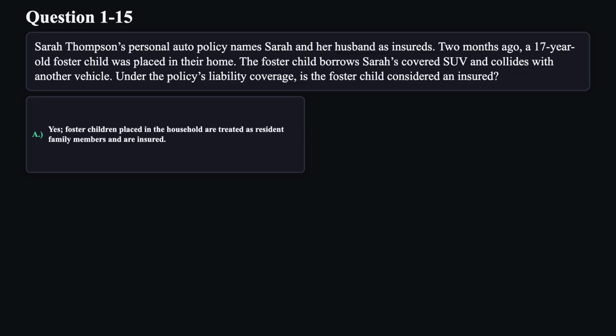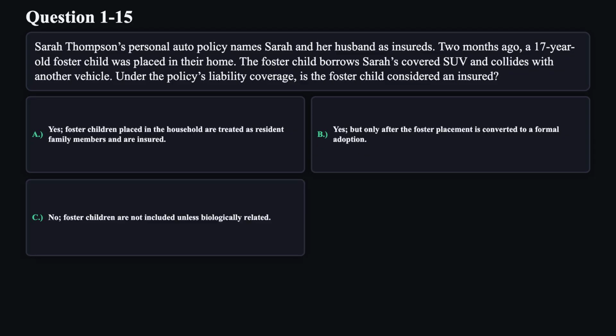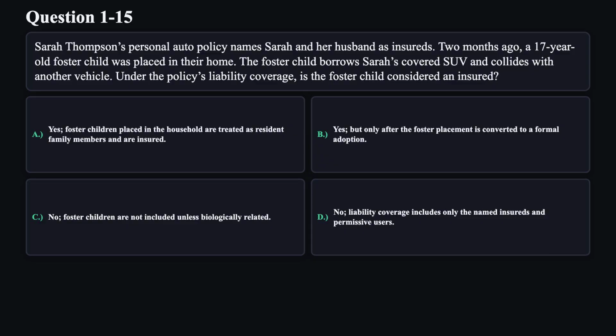A. Yes, foster children placed in the household are treated as resident family members and are insured. B. Yes, but only after the foster placement is converted to a formal adoption. C. No, foster children are not included unless biologically related. D. No, liability coverage includes only the named insureds and permissive users.